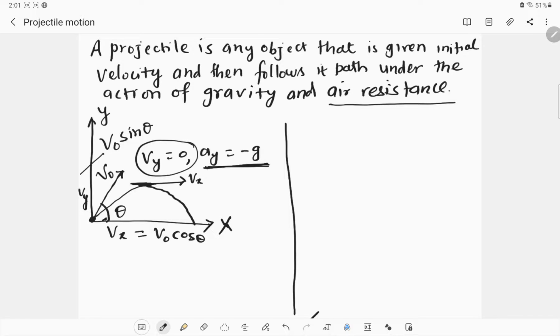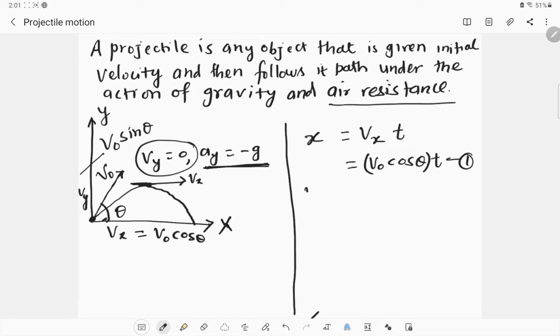So let's go from here. The first thing is, what will be the x position? The x position is simply velocity multiplied by time. So the x component of this projectile motion is v naught cos theta multiplied by t, which gives you the x position of the projectile. Let's say this is equation 1.